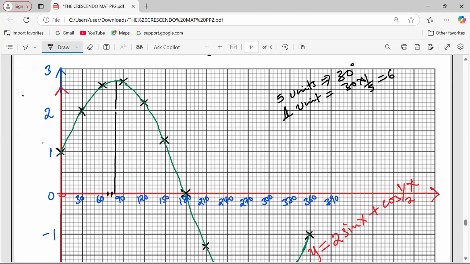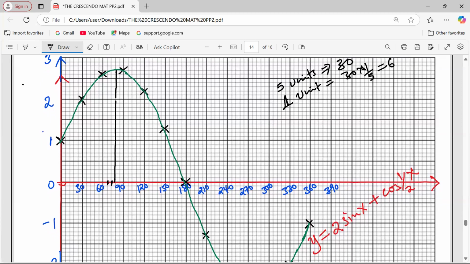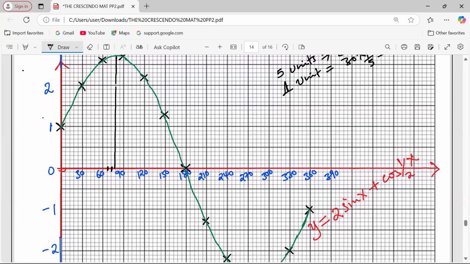60 plus 6 gives us 66. Then 72. Then 78. So it is at 78.